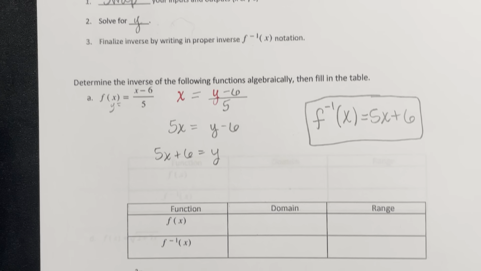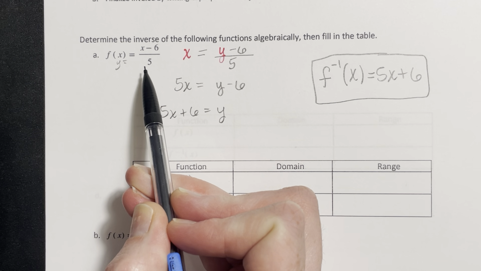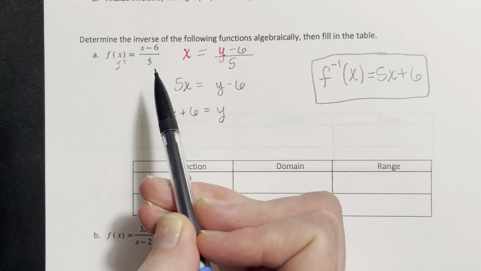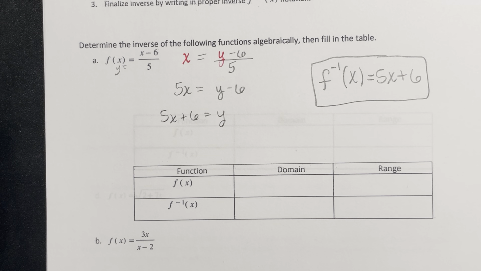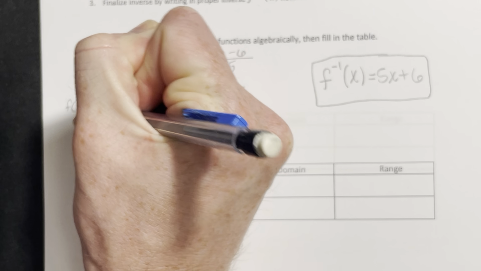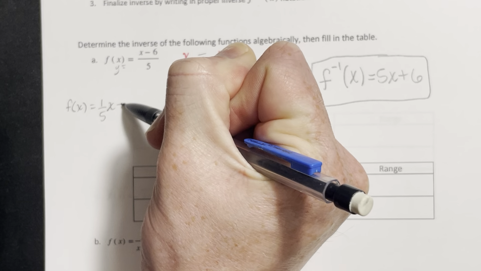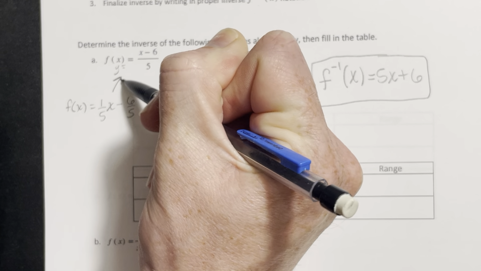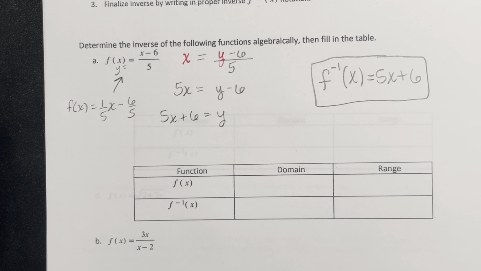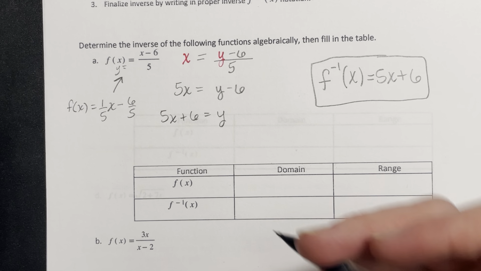If we think about the domain and range, we started with the function (x minus 6) over 5. Now that's a linear function. And you may not think it's linear because it has a fraction, but it is. There is no variable in the denominator. In fact, you could have rewritten f of x as 1/5 x minus 6/5. That's the same function.